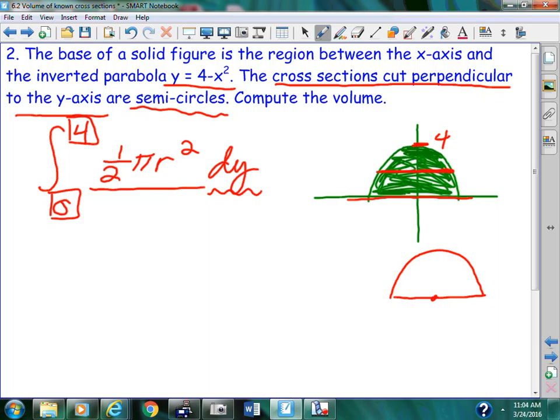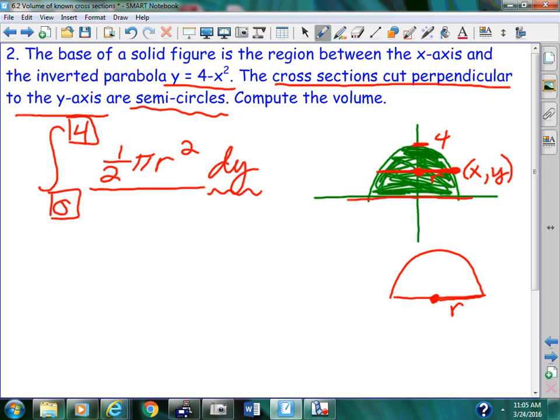This cross section that I have right here, will you agree that the radius on the cross section would be right here? If I convert that back up here to the drawing on the parabola, hopefully you'll agree that the radius would go right in there. It would be from the y-axis over, and it would touch the parabola. When it touches the parabola, that means it touches an xy ordered pair. Does that make sense?